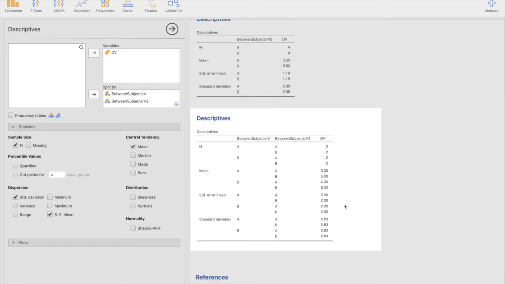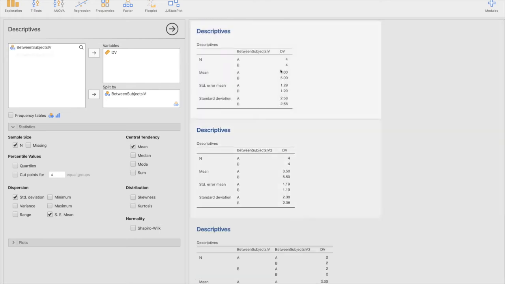You can see it's taken a second to calculate it, but here are all my cell means, my cell standard errors, and my cell standard deviations. These are what you would use to make your graph of an interaction. These are what you would use to make your graph of this main effect, and these are what you would use to make the graph of this main effect.